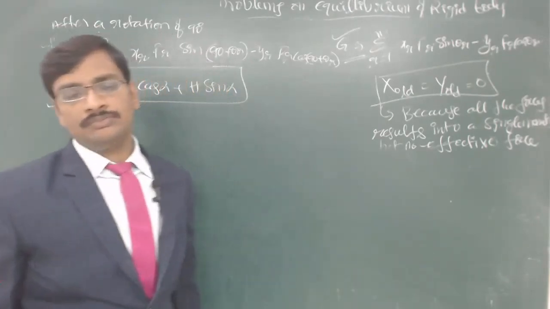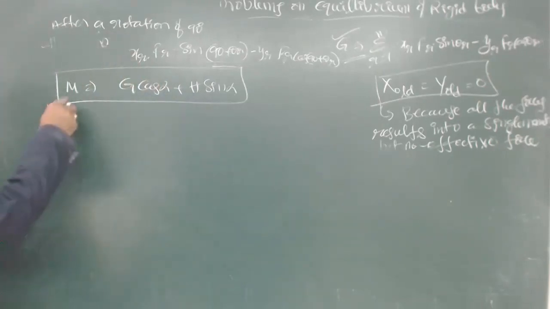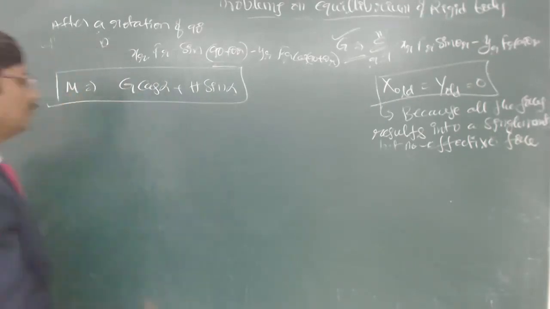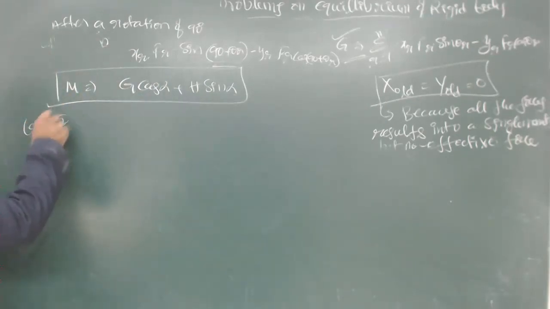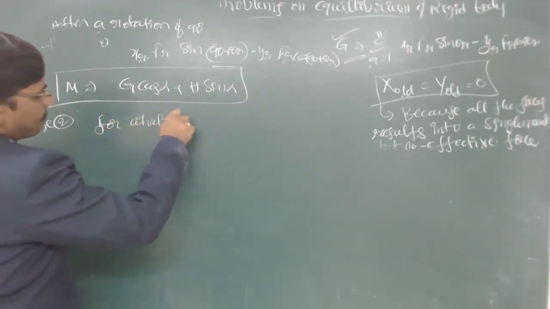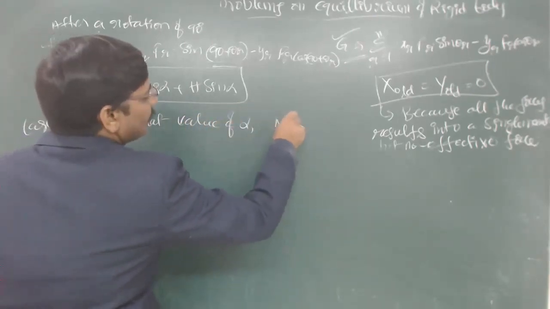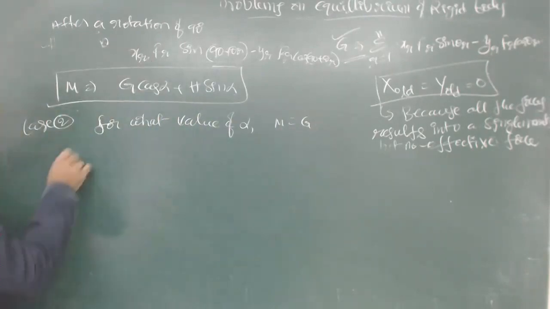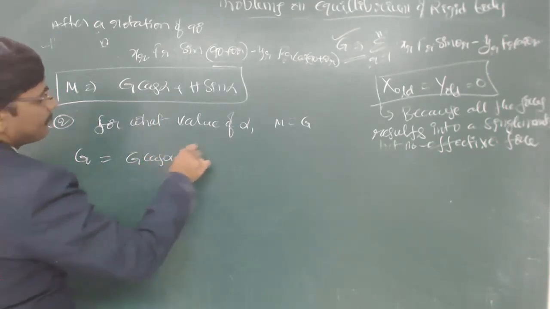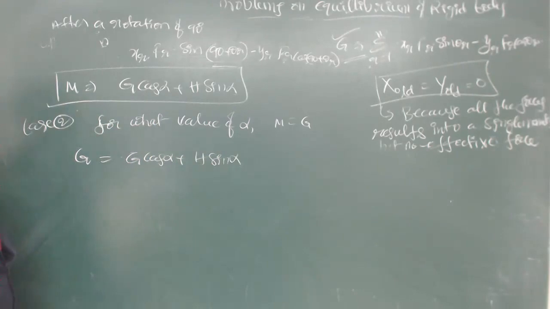So this is case 1. In case 2, for what value of alpha is this resulting moment equal to the old moment G? So the case 2 is: for what value of alpha is M equal to G? That is the next question. So if you write G equals G cos alpha plus H sin alpha, the known values are G and H, which were given in the problem statement.